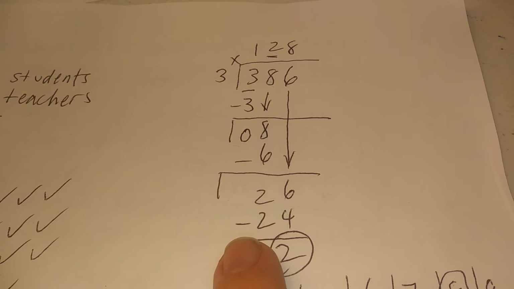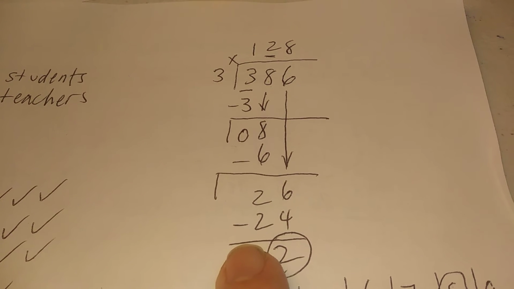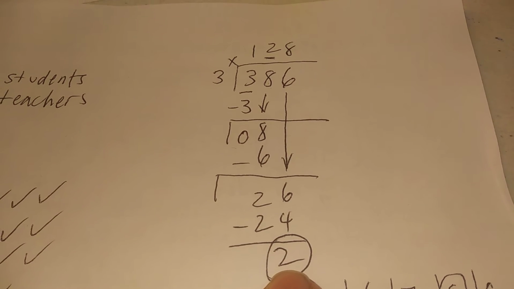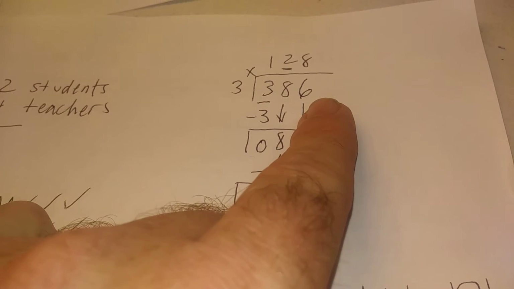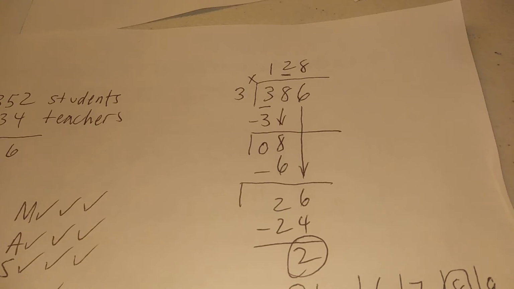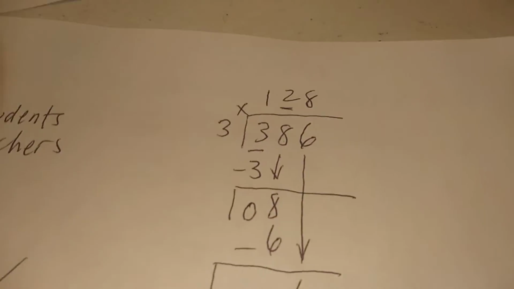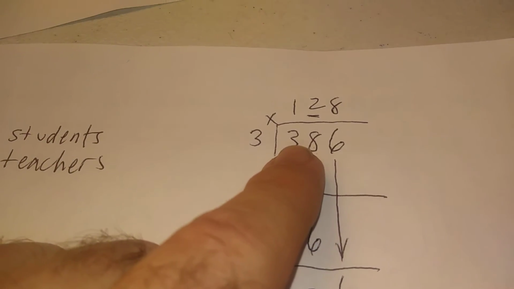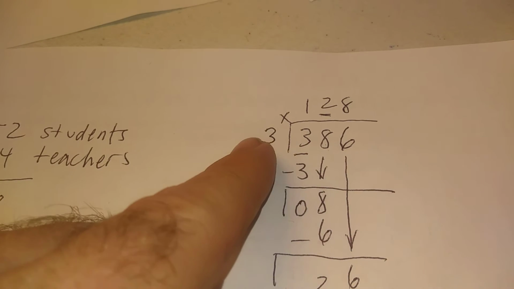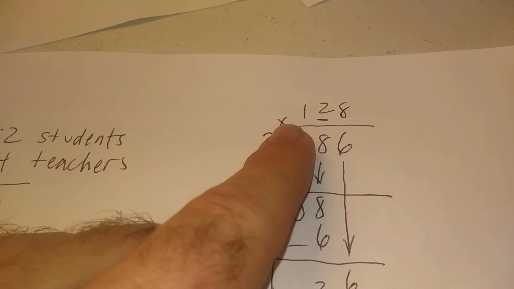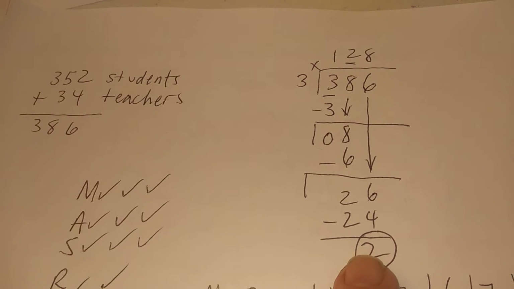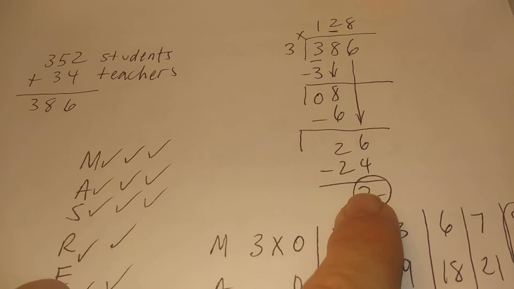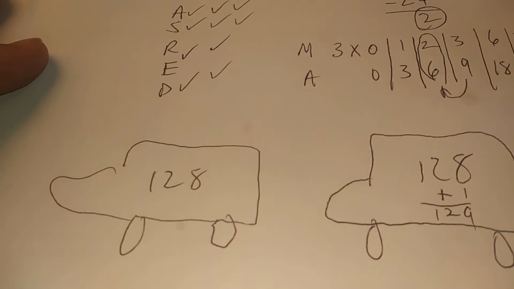We subtract to find a remainder of 2. And once again, we decide, do I drop? No, because there's nothing left to drop. So that means that we're done. So that means if you divide 386 people equally between 3 buses, you'll have 128 on all 3 buses, and then 2 left over to do something with. So I would suggest you have your kids draw a picture of that.